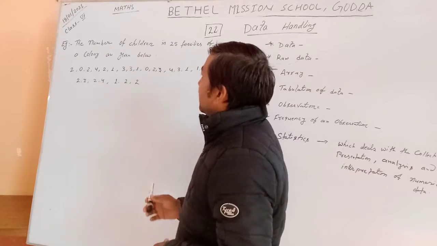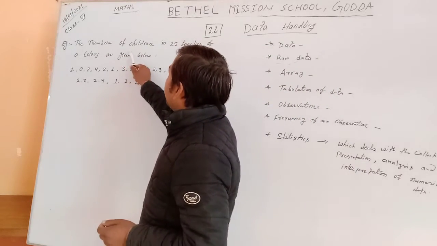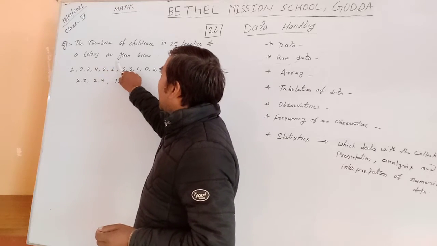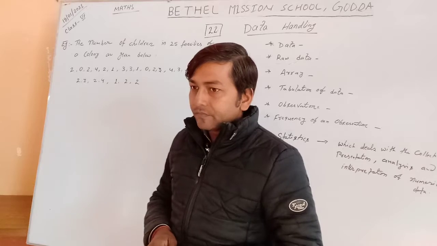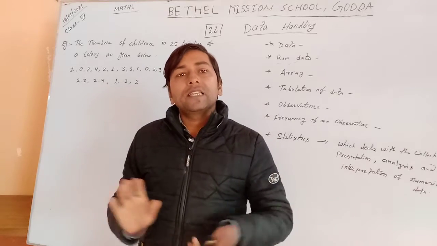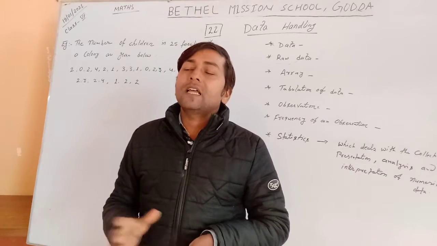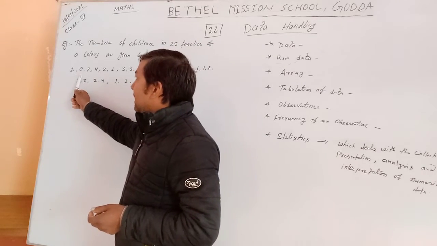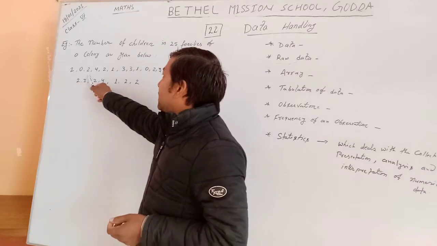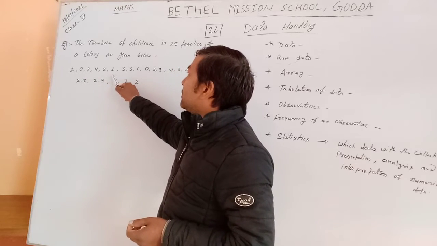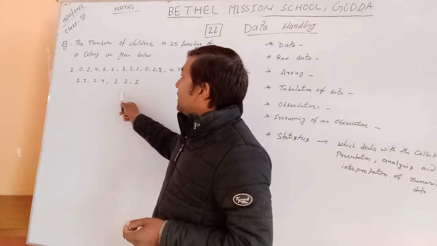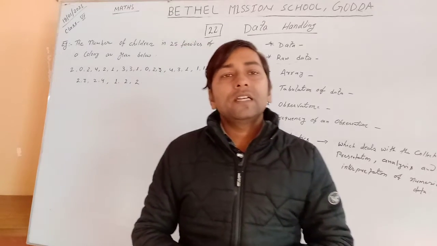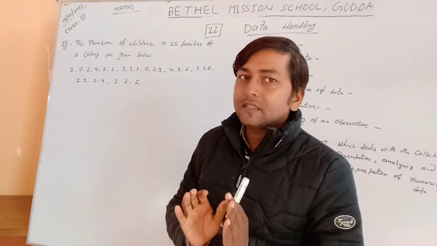Have a look. Example: the number of children in 25 families of a colony are given below. In a colony, there are 25 families, and in those families, the first family has 2 children, the second no children, then 2 children, 4 children, 2 children. This is the given information in numerical form. Okay, these are the numerical observations.